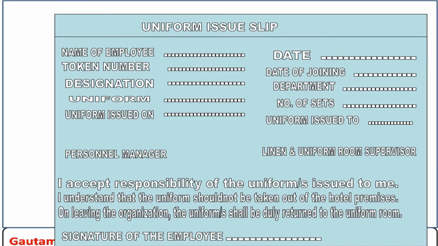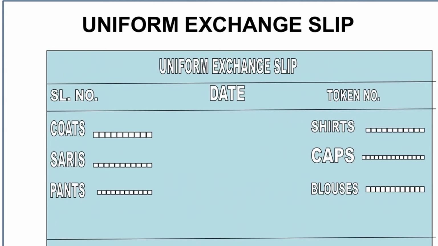Uniform issue slip. With this, the person at work can get his uniform changed by writing his name, token number, and designation. The uniform is to be replaced by the housekeeping department. Uniform exchange slip.